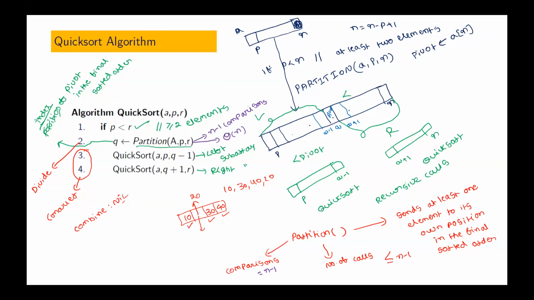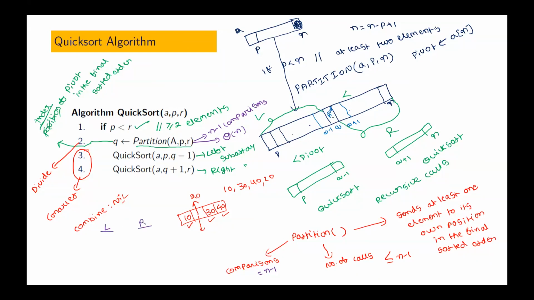There are n elements. One element we can call the important element, the pivot element. The remaining n minus 1 elements we compare with the pivot. That means n minus 1 comparisons. Is that correct or not? Its order, n minus 1, can be written as theta of n. Is there any doubt in the partition procedure's running time? No doubt, sir.